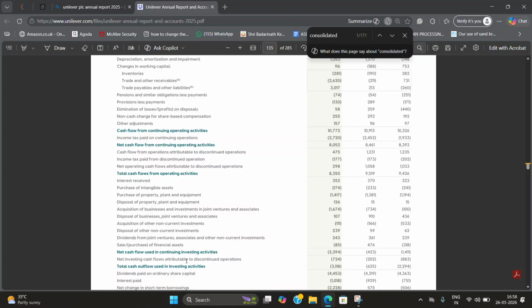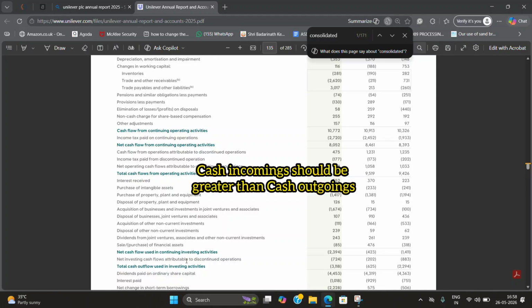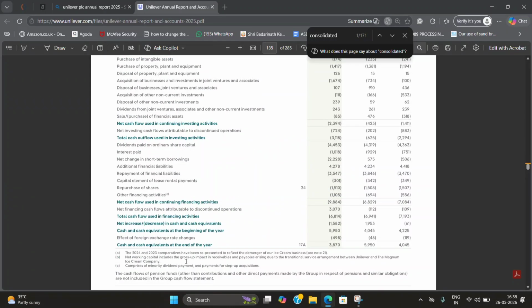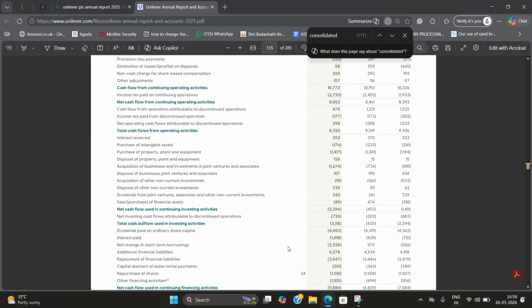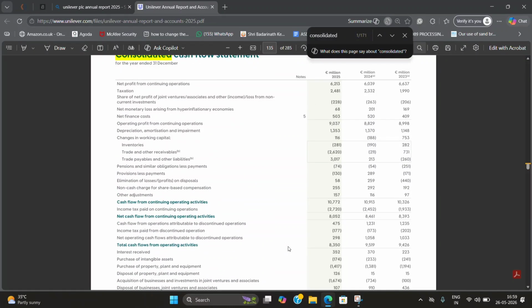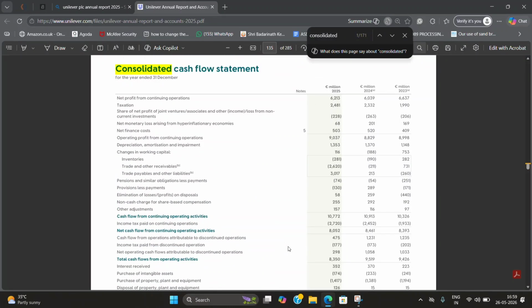The main purpose of this entire preparation is to check if the cash incomings are greater than the cash outgoings. See, for Unilever, the cash and cash equivalents at the end of the year, after all the calculations, are positive. That means that cash incomings under all three heads are greater than the cash outgoings. So this is a positive sign for Unilever. By checking this figure, the investors or the management of an organization decide that the liquidity of the organization is good, or that the organization is doing well in terms of liquidity or paying off short-term debts.